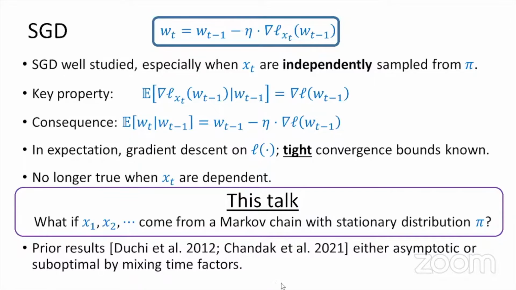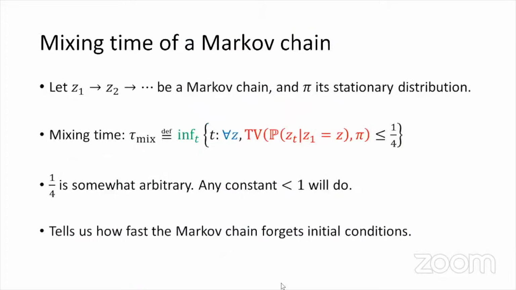Right. So let me begin by introducing what a mixing time of a Markov chain is. Let's say Z1, Z2, all the way on, is evolving as a Markov chain, and let's say pi is its stationary distribution. So the mixing time tau max is defined as the smallest t such that for any starting state Z1, the distribution of Zt conditioned on the initial state Z1 being equal to z is close to the stationary distribution pi in total variation distance by at most, say, 1 over 4.